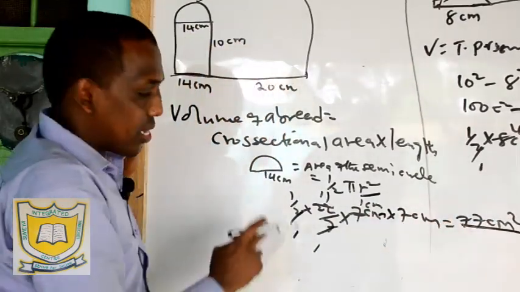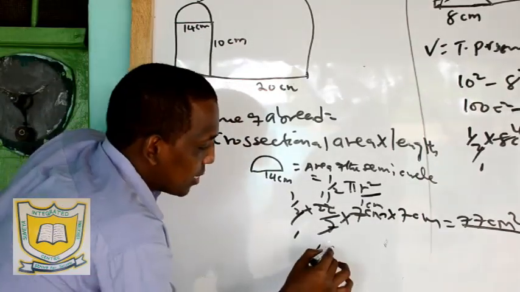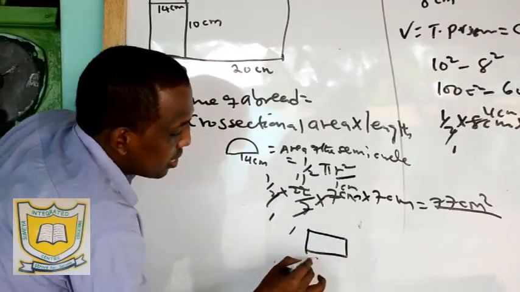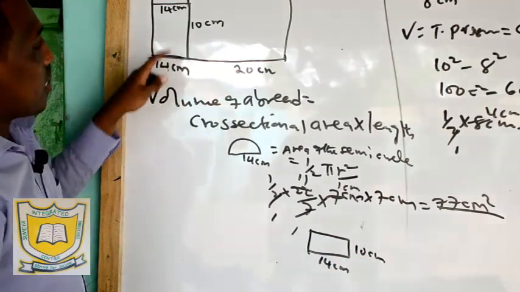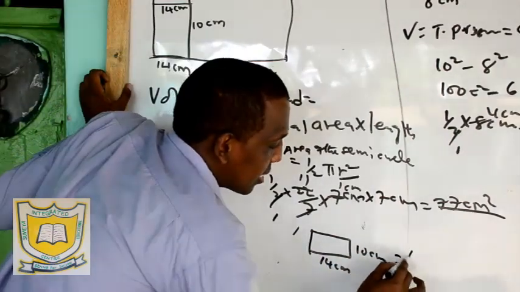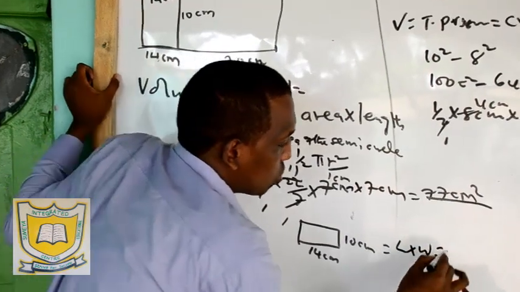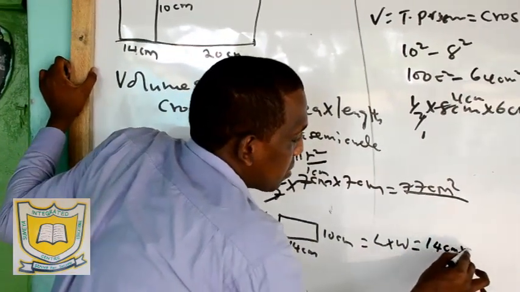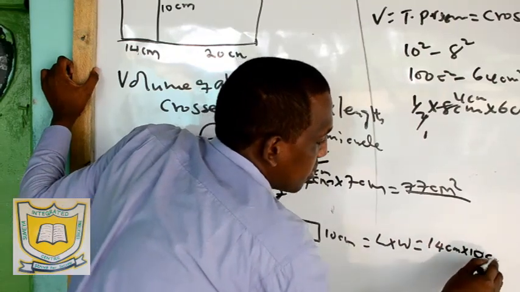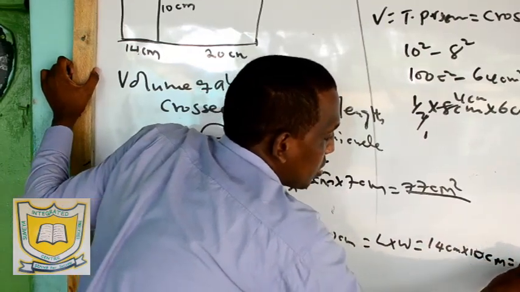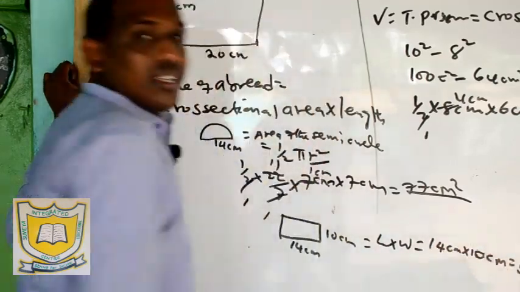We are through with one figure. Let us go to the other one. Here is 14 centimeter, here is 10 centimeter. The formula is length times width, which is equal to 14 centimeter times 10 centimeter, is equal to 140 centimeter squared.